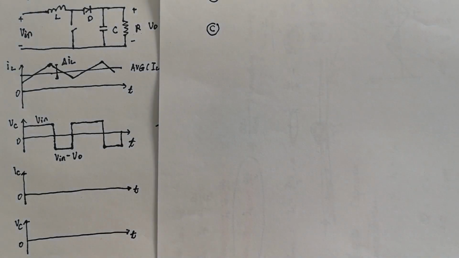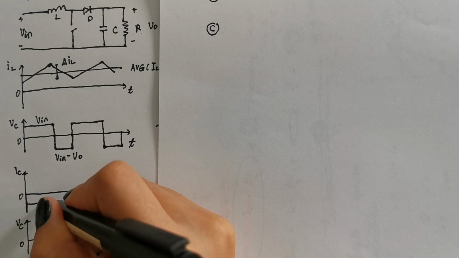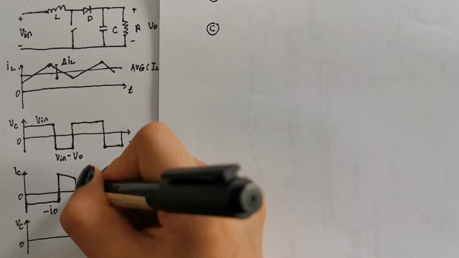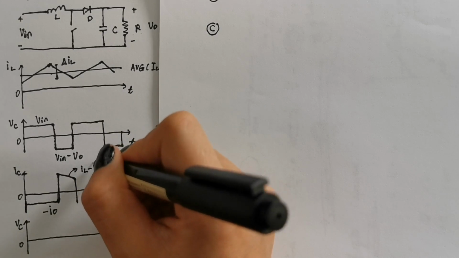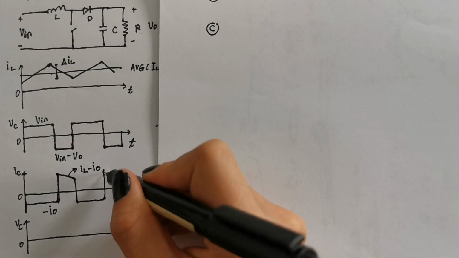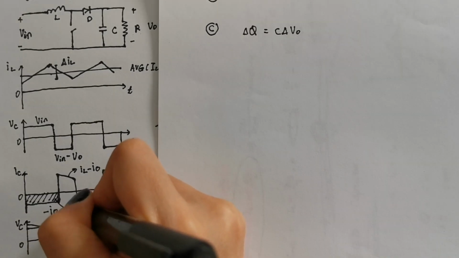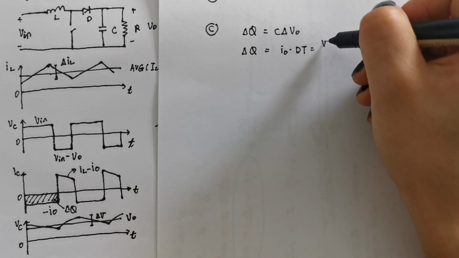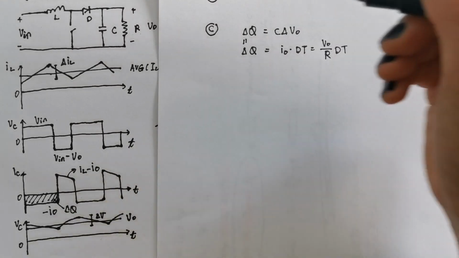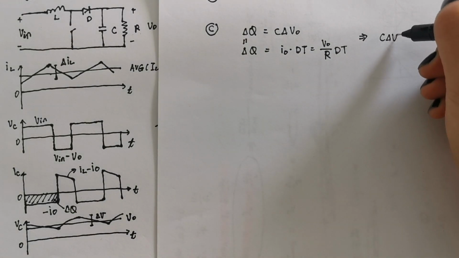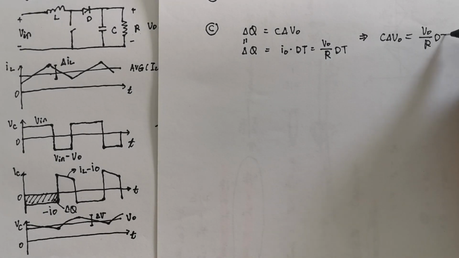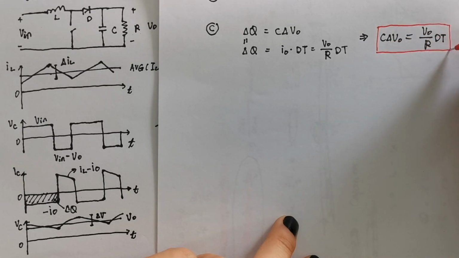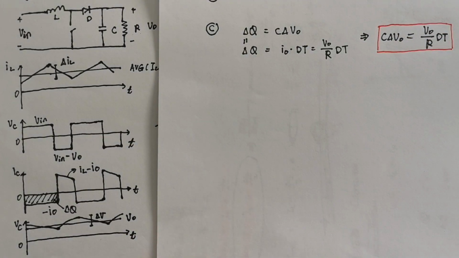The peak-to-peak output voltage ripple can be calculated from the capacitor current waveform. The current waveform on the capacitor is minus Vout over R when the switch is on, and when the switch is off, it's the inductor current minus the output current. The charge on the capacitor can be calculated from delta Q equals C delta Vout. The area under the capacitor current is Iout times dt, which equals the charge on the capacitor, so that we get the voltage ripple and capacitance relationship, which is C times delta Vout equals Vout divided by R times dt.